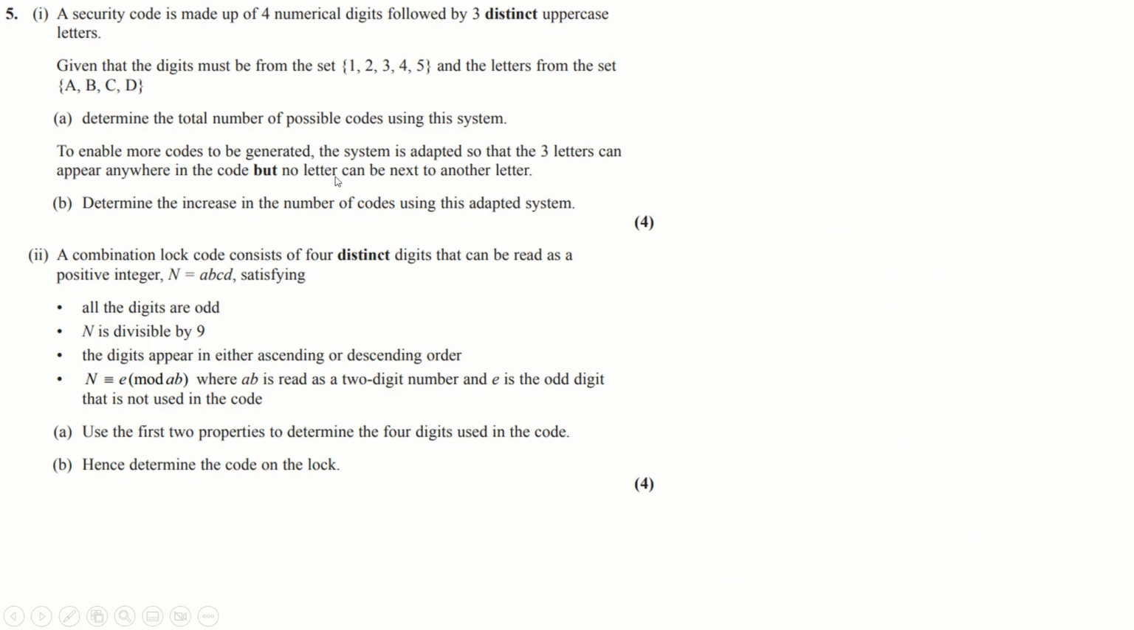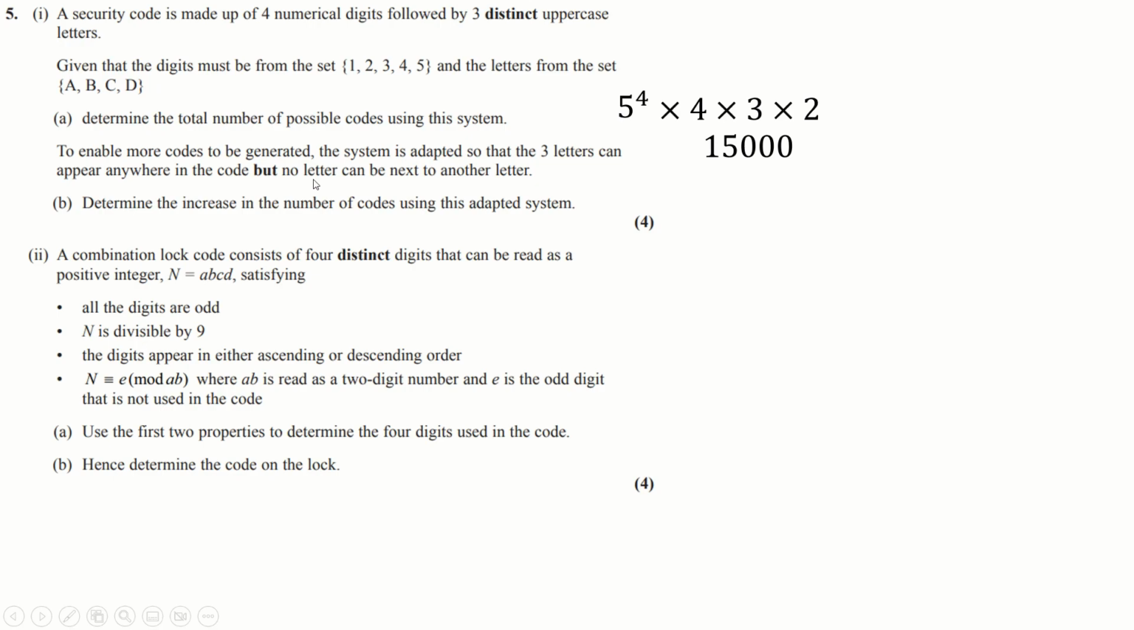Question 5 then: a code is made of 4 digits followed by 3 distinct letters. So the 4 digits can be from these 5 numbers here. So that's just a choice of 5 times 5 times 5 times 5 things, because they don't have to be distinct. So that's just 5 to the power 4. And then the letters do have to be distinct. So you have 4 choices for the first, then 3, because there's only 3 left for the second, and then 2. And you times that together, you get this.